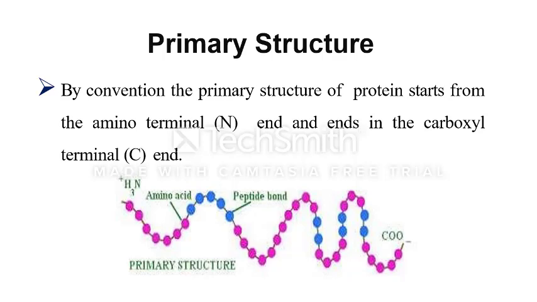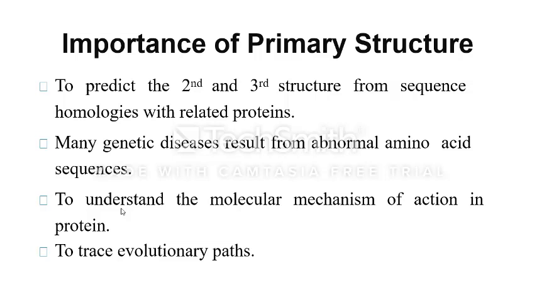So primary structure basically has terminals. One is the amino terminal and the other one is the carboxyl terminal. So one end is negatively charged, and the second end is positively charged. Overall, it is neutral. And then there are many important things that are related with primary structure.